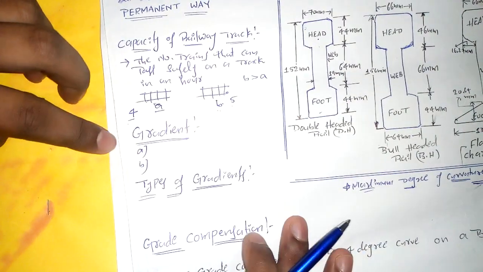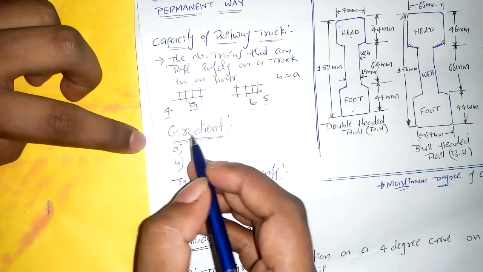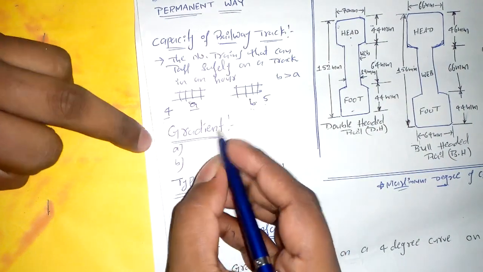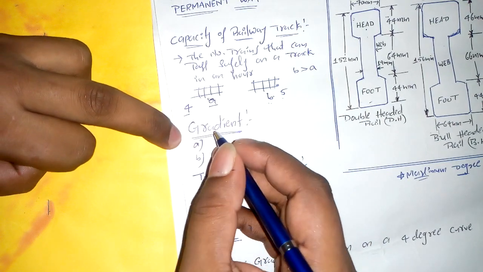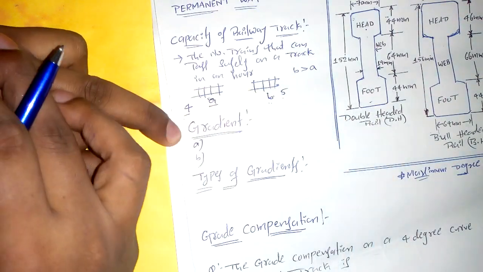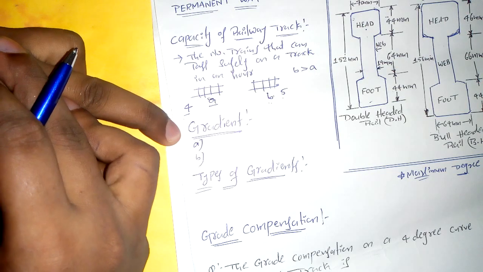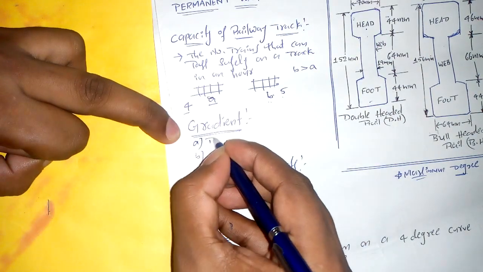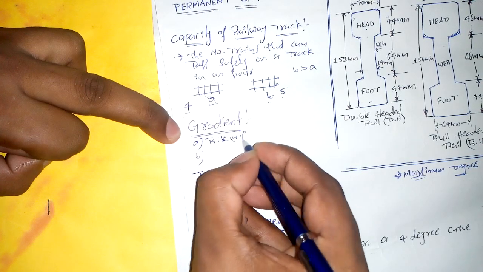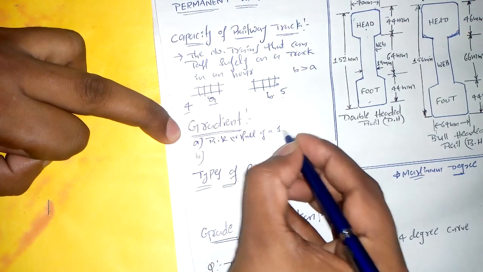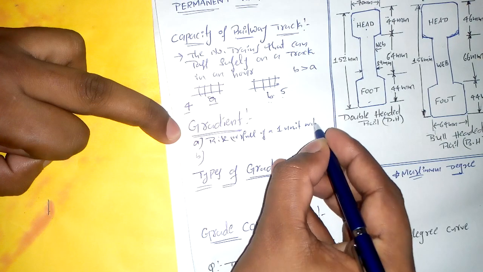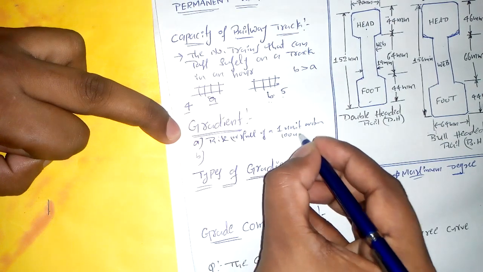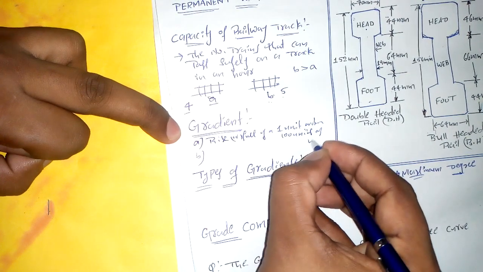Here in railway engineering, there are two ways to measure the gradient. In the case of highway engineering, there is only one way, which is a rise or fall of 1 unit with respect to the horizontal distance. But here, the gradient can be a rise or fall of 1 unit with respect to 100 units of horizontal distance.